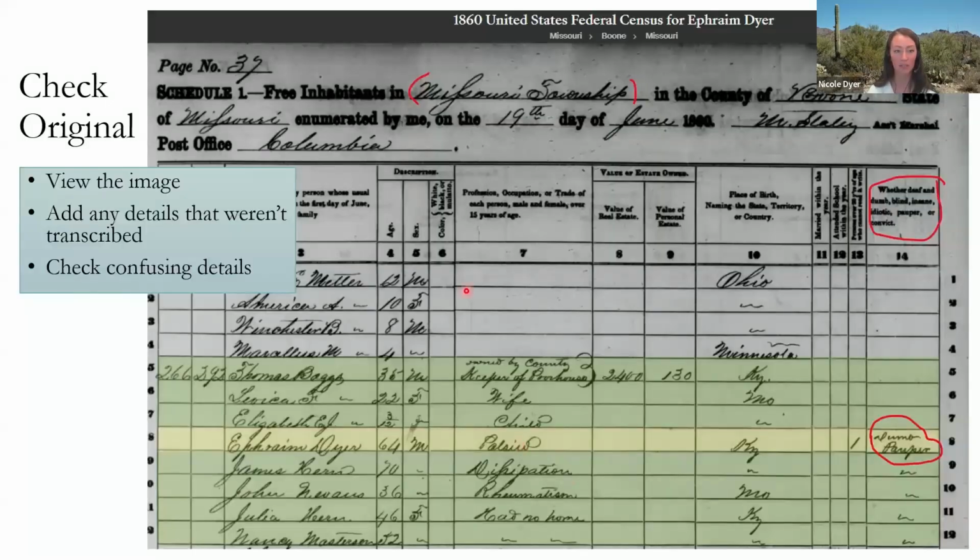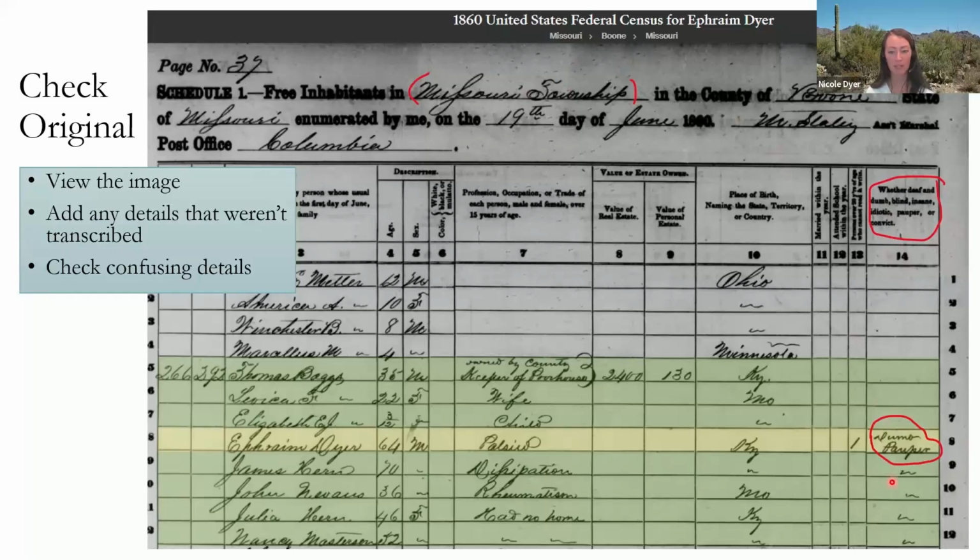Well, when I looked at the original, I found it actually was the name of the township, Missouri Township, within Boone County, within the state of Missouri. So that's something that I want to keep in my results. I don't want ChatGPT to edit that out, because that's important information.